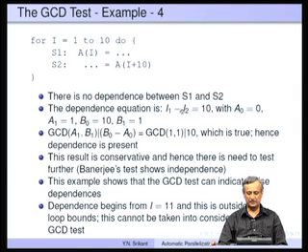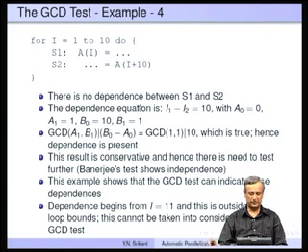This is A1, this is B1 and this is B naught minus A naught. So, that means we get GCD of A1, B1 divides B naught minus A naught, that would really become GCD of 1 comma 1 divides 10, which is true. So, the GCD test really tells us that there is dependence, but there is really no dependence. So, this is the conservative nature of the GCD test.